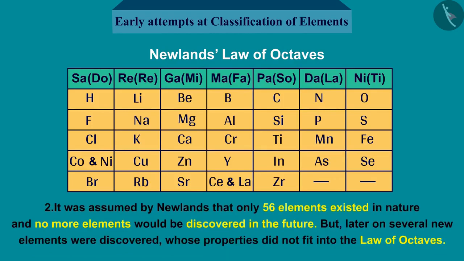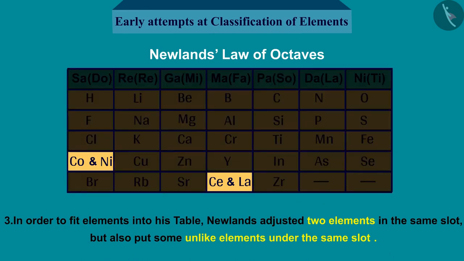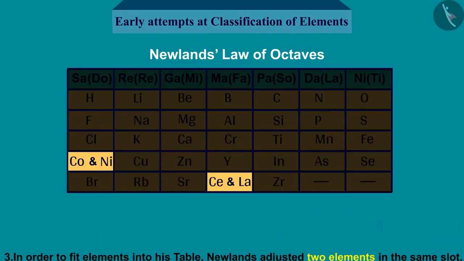2. It was assumed by Newlands that only 56 elements existed in nature, and no more elements would be discovered in the future. But later on, several new elements were discovered whose properties did not fit into the law of octaves. 3. In order to fit elements into his table, Newlands adjusted 2 elements in the same slot, but also put some unlike elements under the same slot.